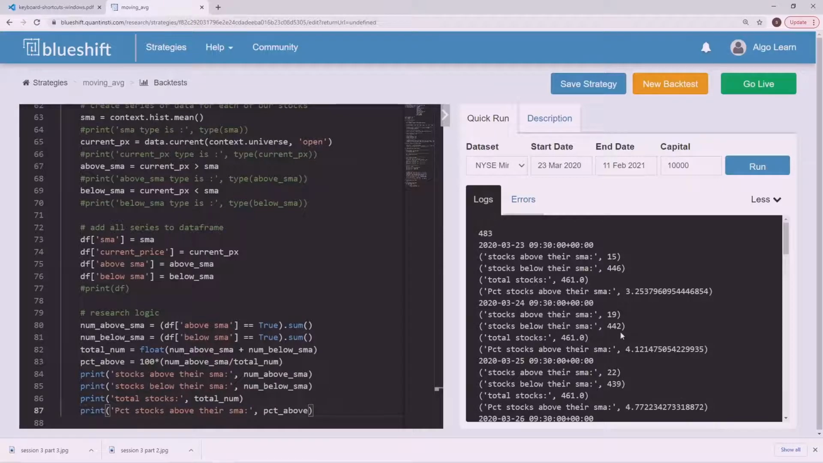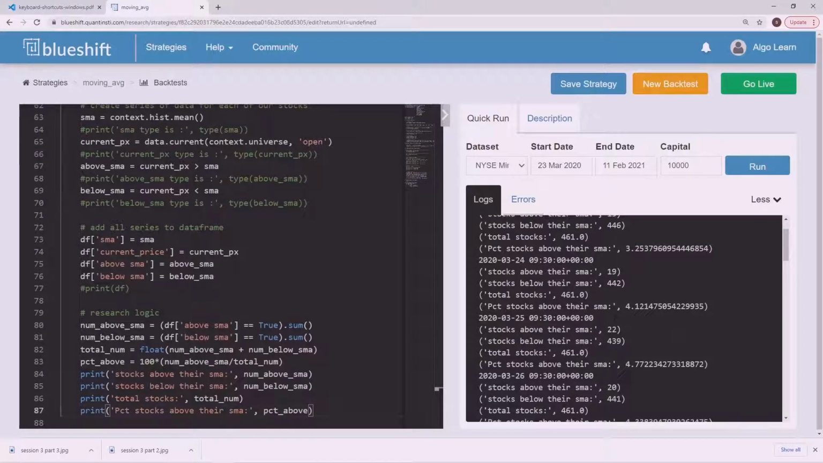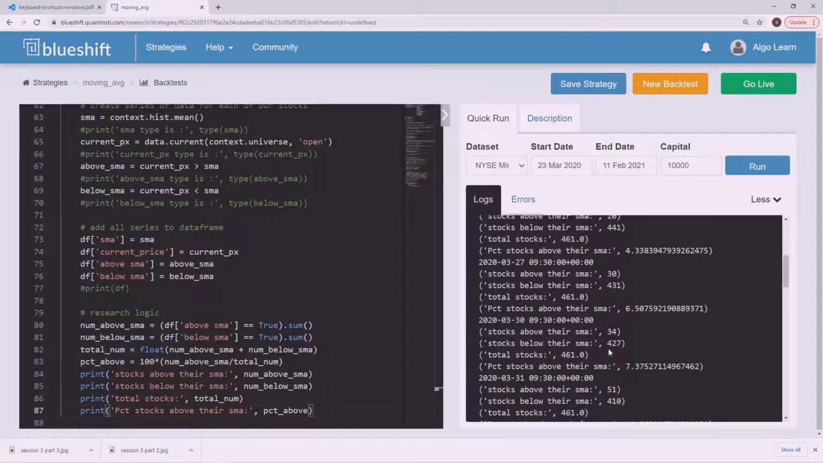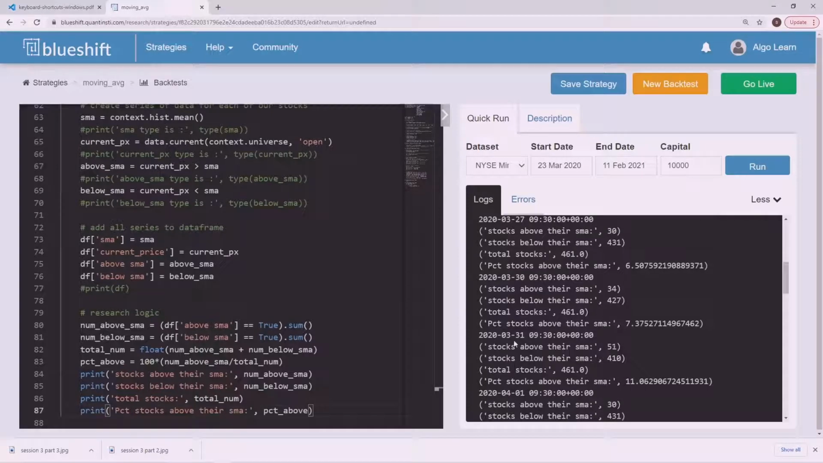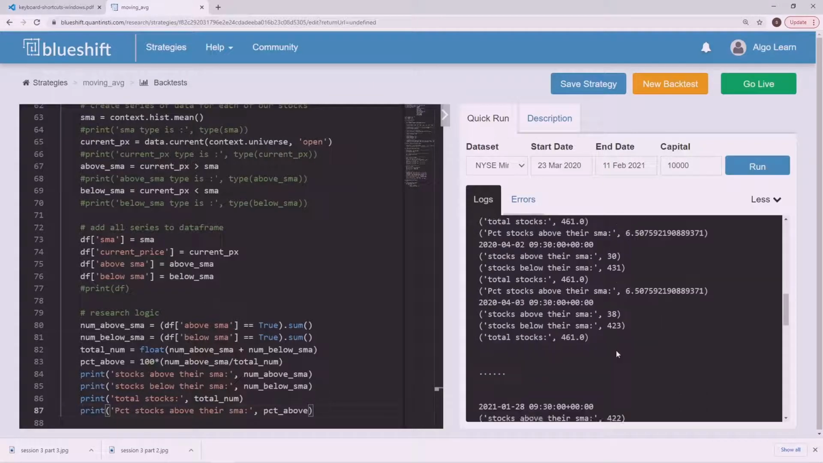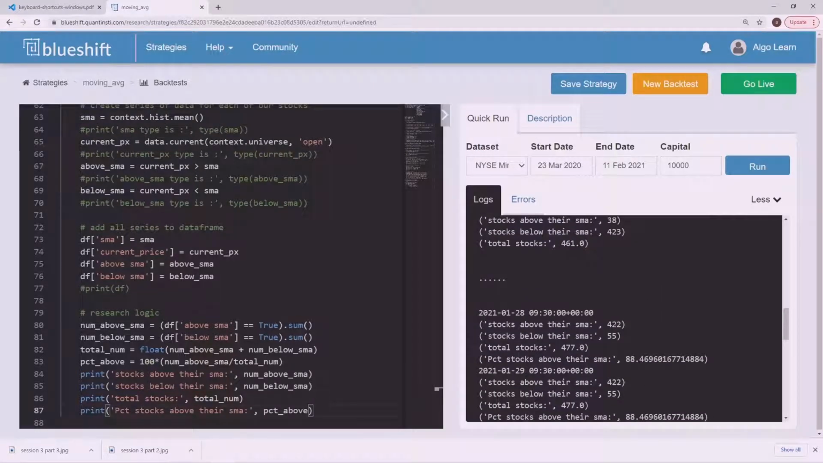Interestingly, you go to the next day, on the 24th, 19 are above. On the 25th, 22 are now above their 200 moving day average. Come down here, on the 31st of March, 51 are now above their 200 moving day average. And then when we get into January 28, 422 now are above their 200 moving day average, and so that daily look is about 88%.